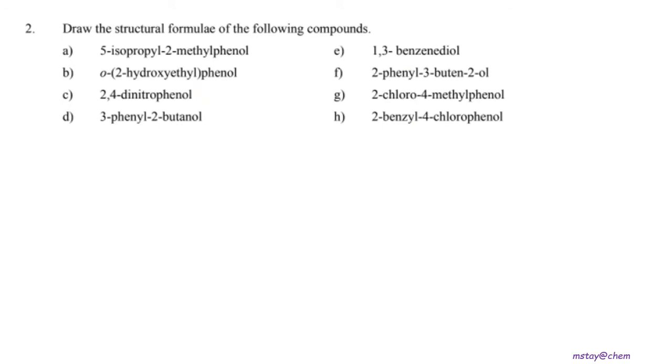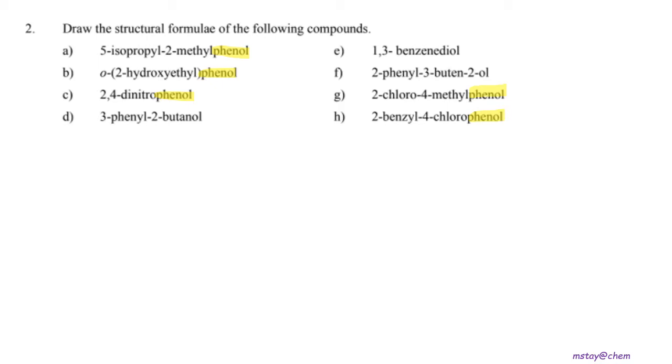Let's proceed to tutorial question number 2. Now we're going to draw the structure. So all are phenol. Let's highlight the phenol first. Phenol, phenol, phenol. However, D is not phenol. G and H are the phenol. So never mind, we start from question A.